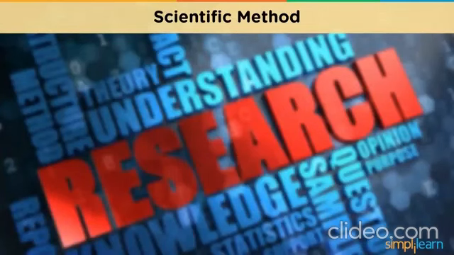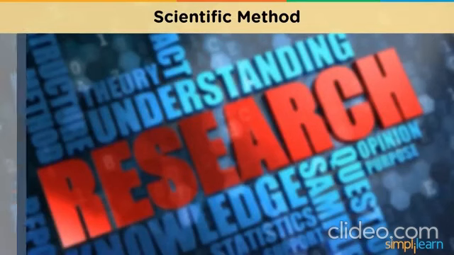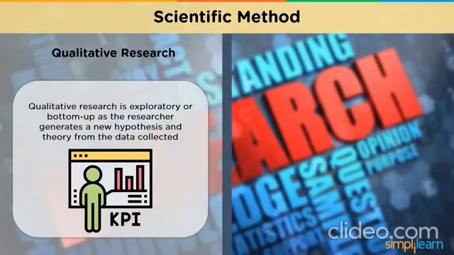Up next, we have the scientific method in which the research is carried out. Qualitative research is exploratory and follows a bottom-up approach as the researcher generates a new hypothesis and theory from the data collected. It is used to gain an understanding of the underlying reasons, opinions, and motivations. It also provides insights into the problem or helps to develop ideas or hypotheses for potential quantitative research.